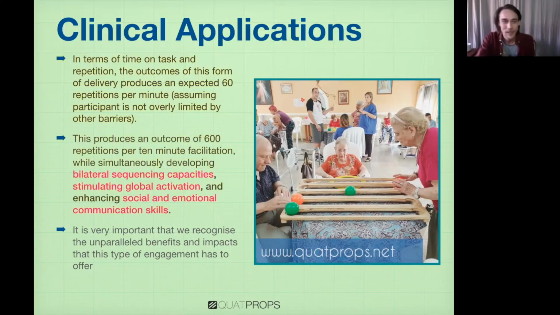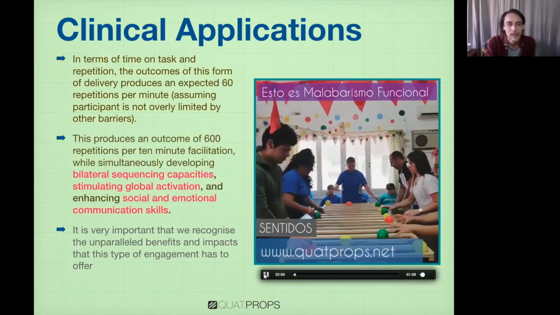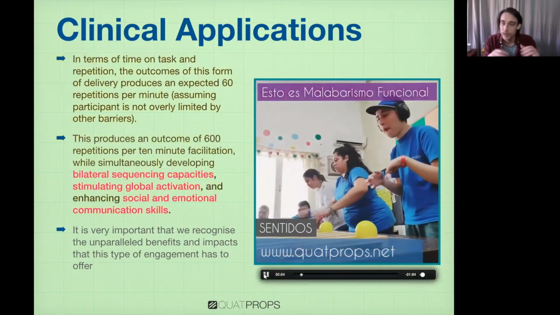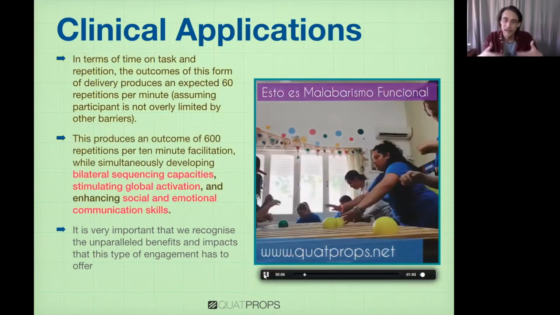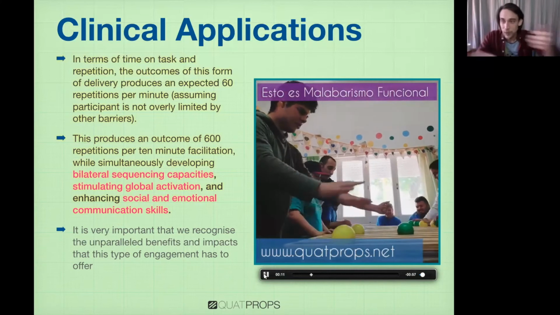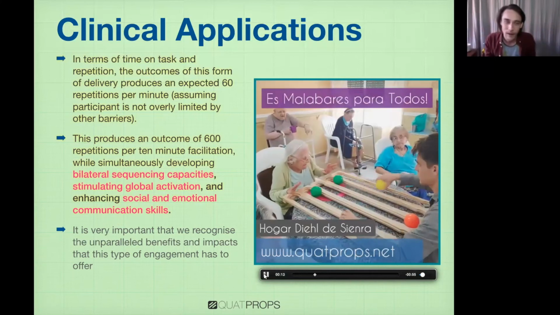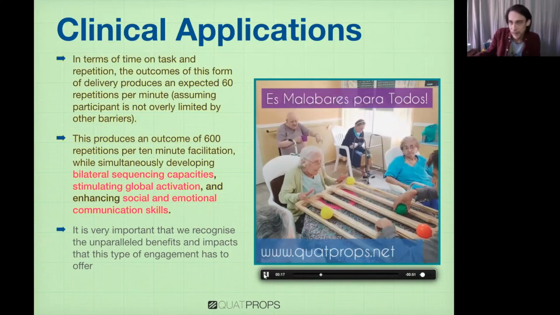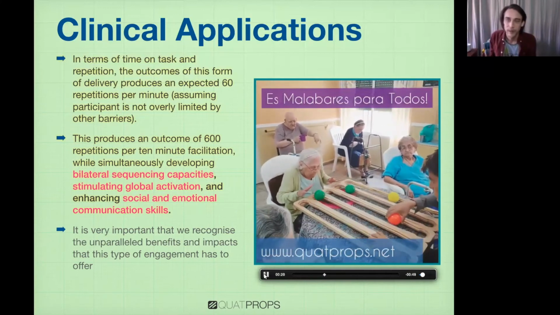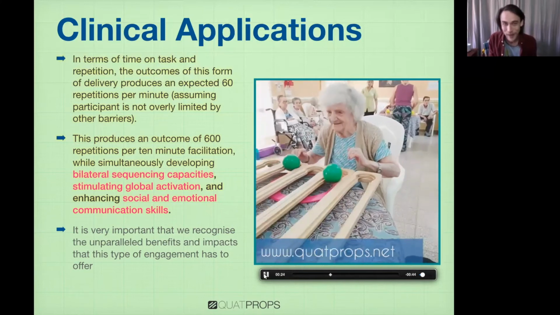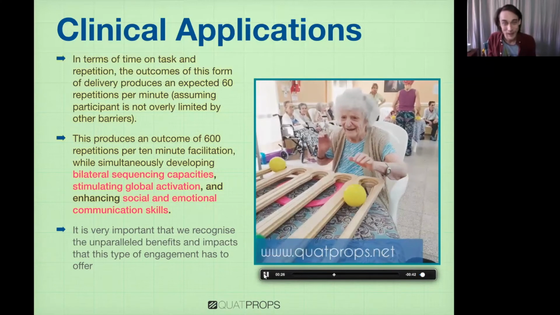And that's what this does. That's what the primary composition does, because it produces 600 repetitions per every 10-minute facilitation, like I said. So when you see me playing those cup games with the water, I'll sit down with someone, and in a 12-minute period, I'll get them to do 600 repetitions pouring water with both hands. And when you start to compare that to traditional methods or existing methodologies, it's really hard to compete with that level of concentrated repetition. Not to mention the bilateral sequencing capacity development that's happening, right?